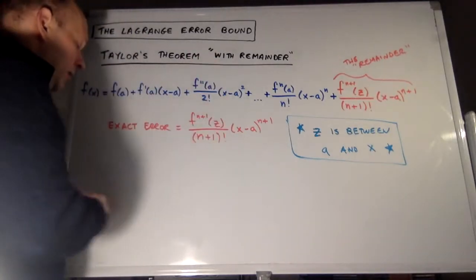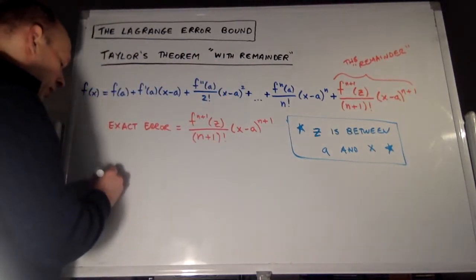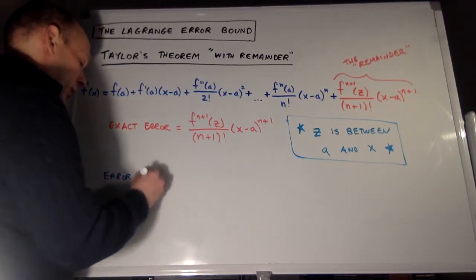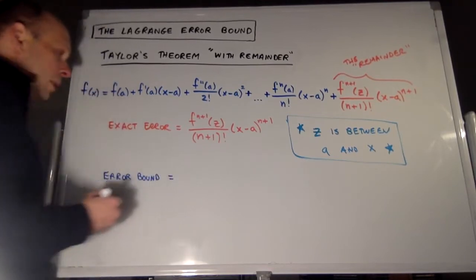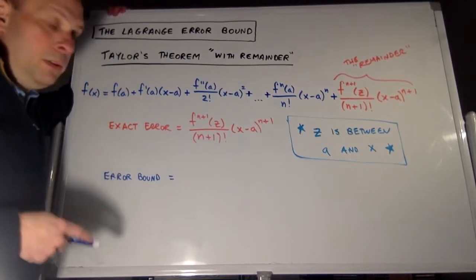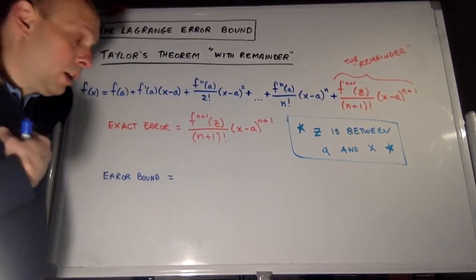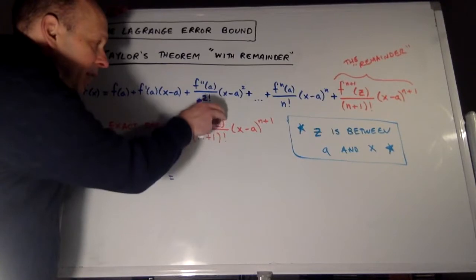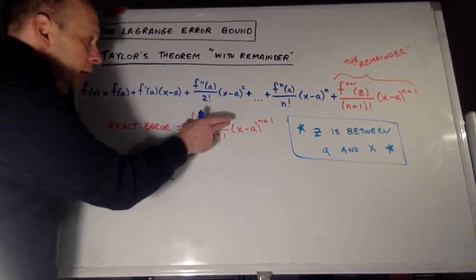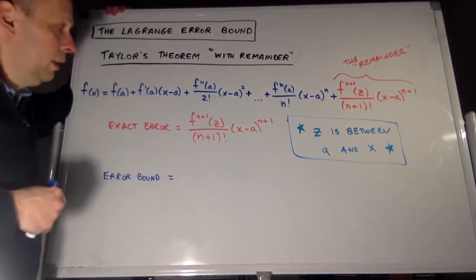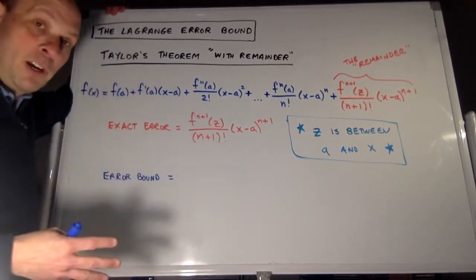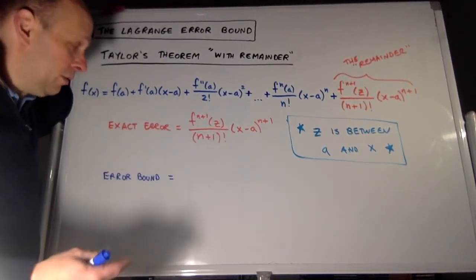Well, it's related to this. And here's what it's going to be. So the error bound, known as the Lagrange error bound, is going to be what? Well, we have this mysterious number z. We know it's between a and x. What we're going to do is maximize this value, right? We're going to get the most that this could possibly be, just this part right here, the n plus 1th derivative at z. And if I can figure out what that is at most, then we're going to get what we call the error bound, right?